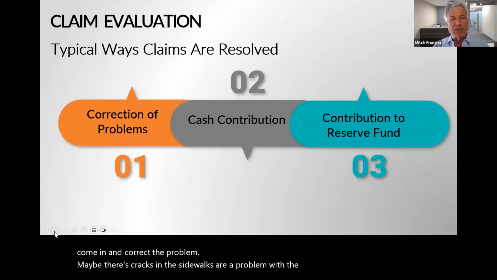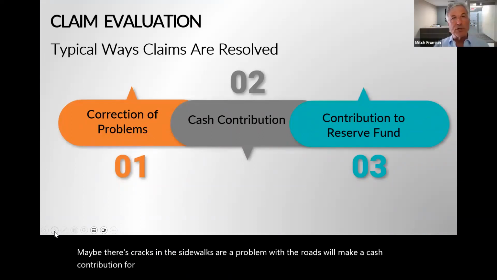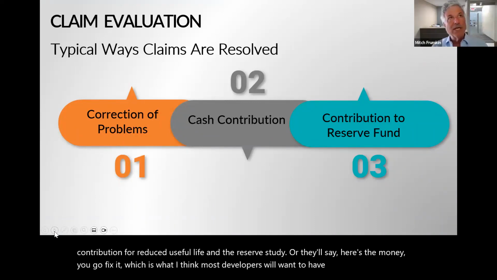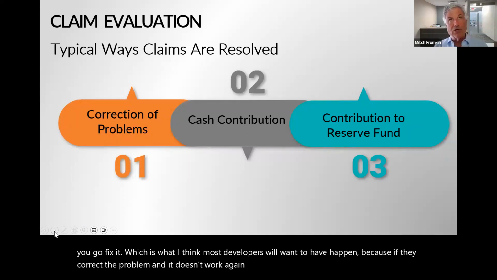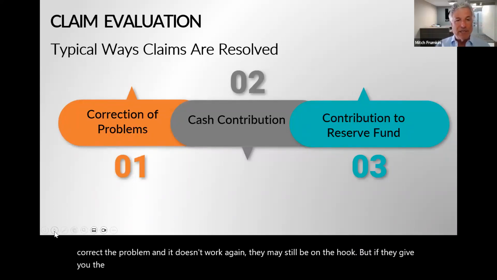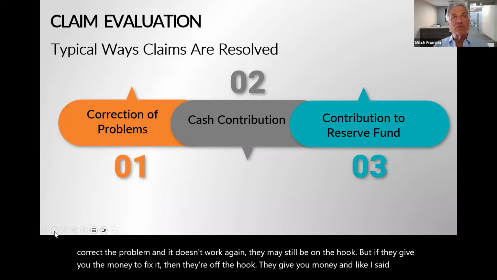Will they make a cash contribution for reduced useful life in the reserve study, or will they say, here's the money, you go fix it, which is what I think most developers would want to have happen? Because if they correct the problem and it doesn't work again, they may still be on the hook. But if they give you the money to fix it, then they're off the hook, they gave you money. And like I said, the contribution to the reserve fund.